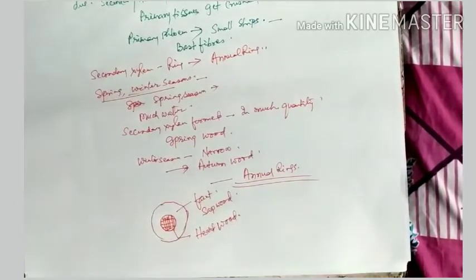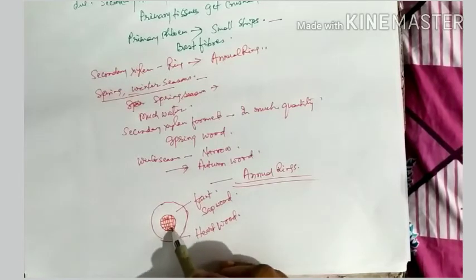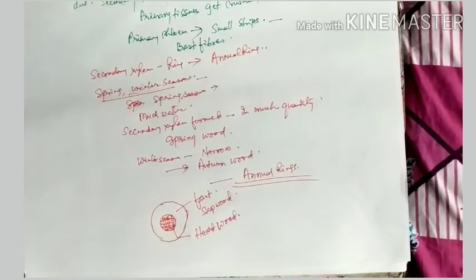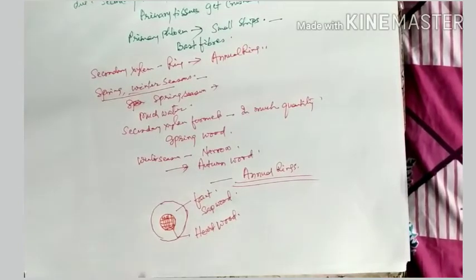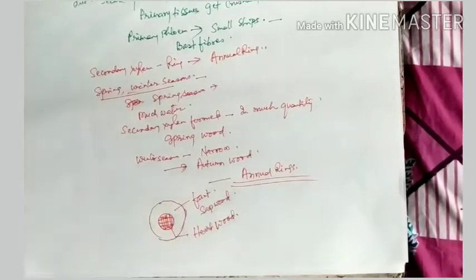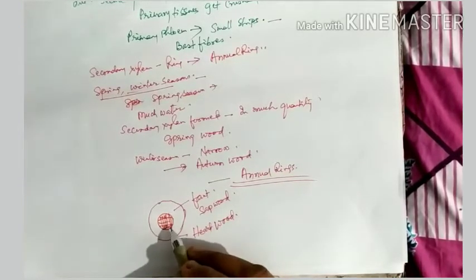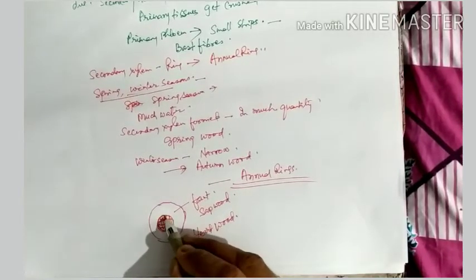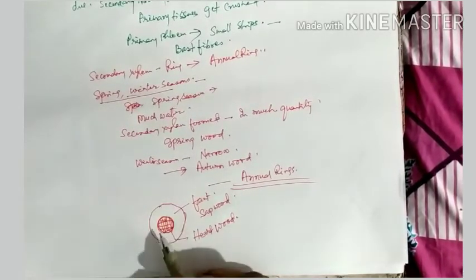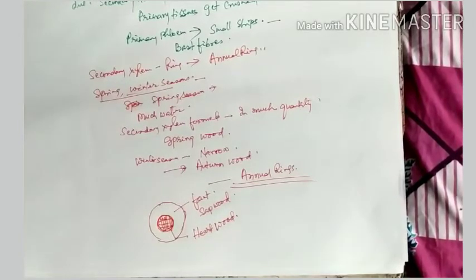Because the color is changed here in the heartwood due to deposition of some oils, tannins, gums, this wood becomes much stronger, and therefore it is called the heartwood. Generally the furniture, doors, etc. are made from this heartwood because it has very much strength.